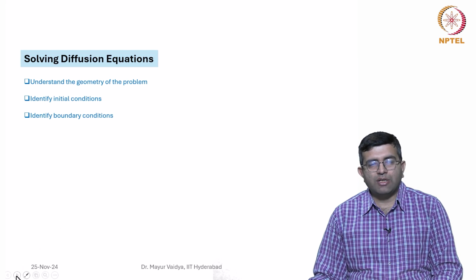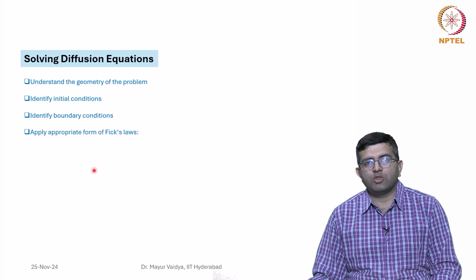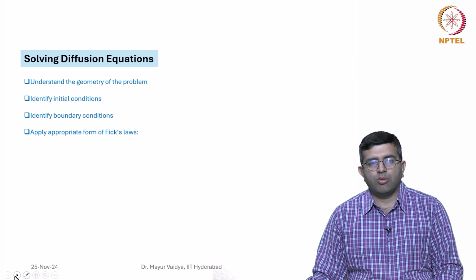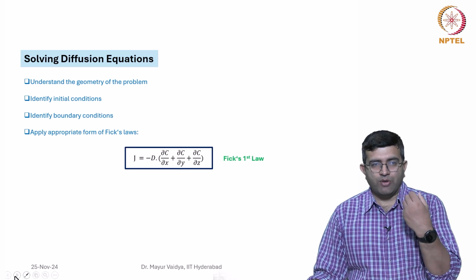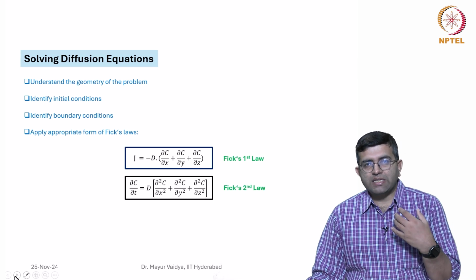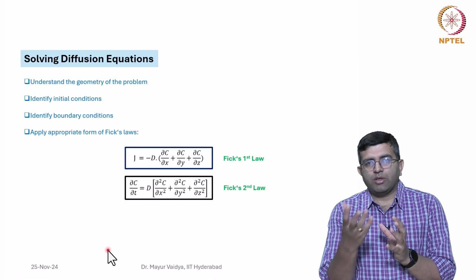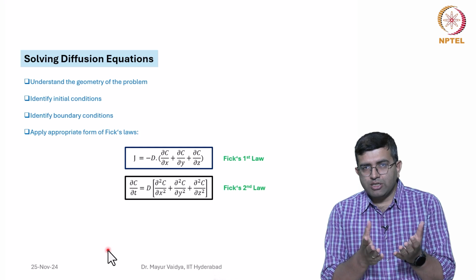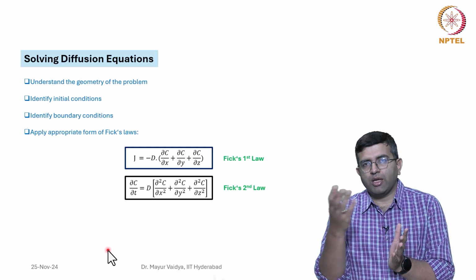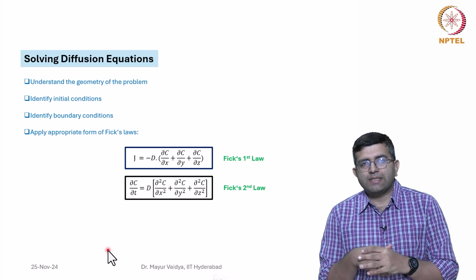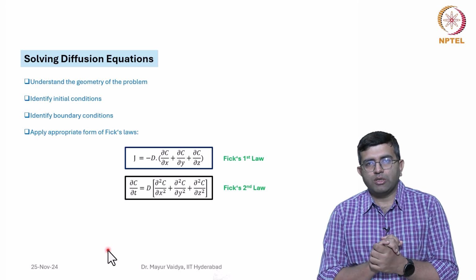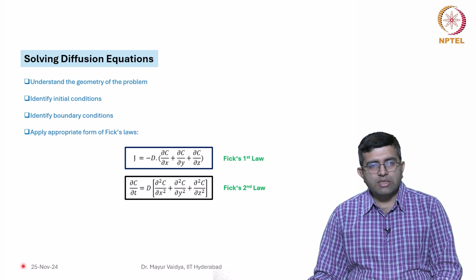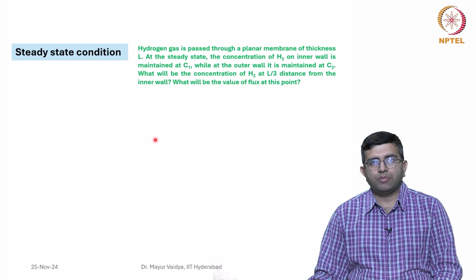And once you have all this, then you can choose which form of Fick's law to apply. Do you want to apply Fick's first law or Fick's second law, and in which coordinate system should I apply it? Is the Cartesian system good enough for me, or should I apply it in a cylindrical system? That will also depend upon the problem at hand. So with this, now let us go to the first problem.